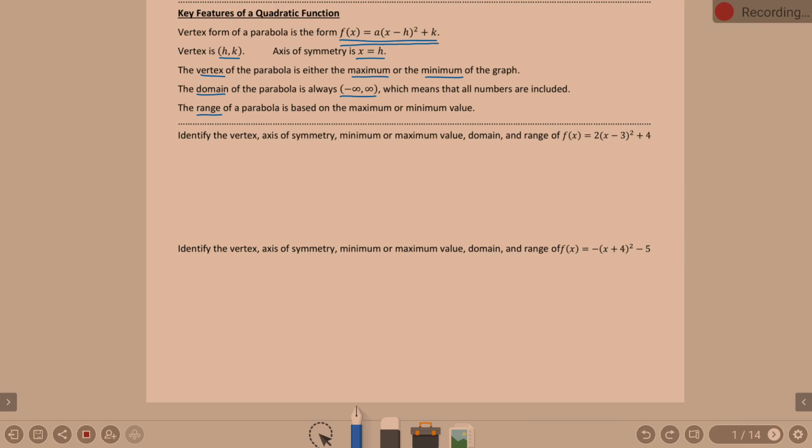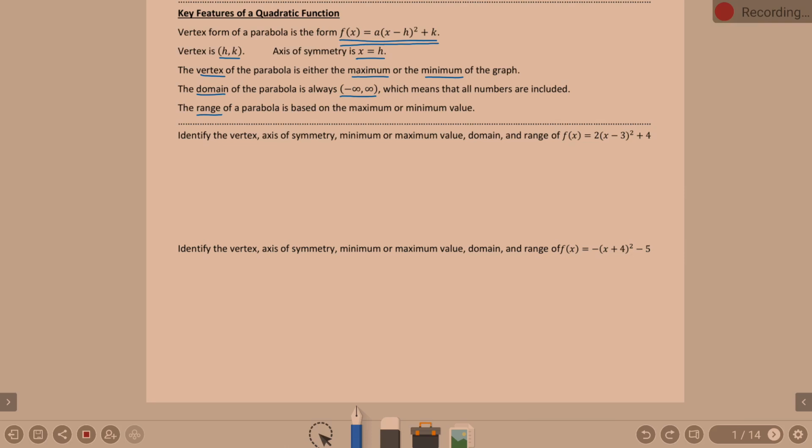Besides vertex, h and k, how far left or right, how far up or down, there's the axis of symmetry. You guys know axis of symmetry, right? You're supposed to. It's always the first number of the vertex, the x-coordinate, x equals. Now, the vertex of the parabola is either going to be the maximum or the minimum of the graph. If your parabola is right side up, where is the vertex? The vertex is at the bottom and it's a minimum. If your parabola is upside down, then your vertex is at the top and it's a maximum. Okay, so we're going to talk about that.